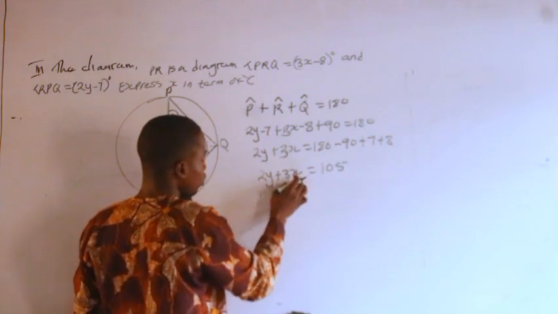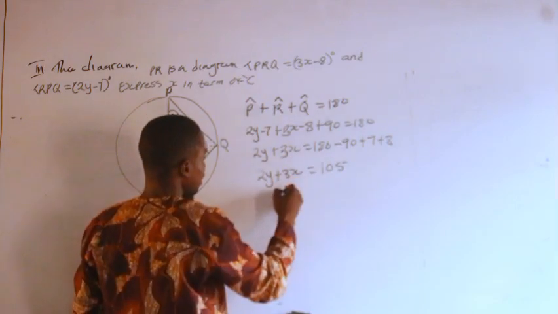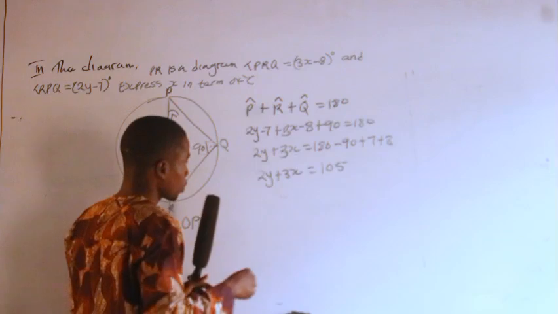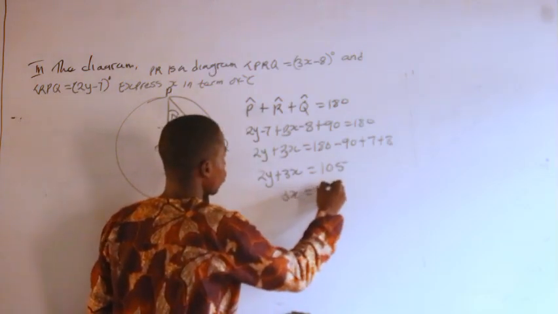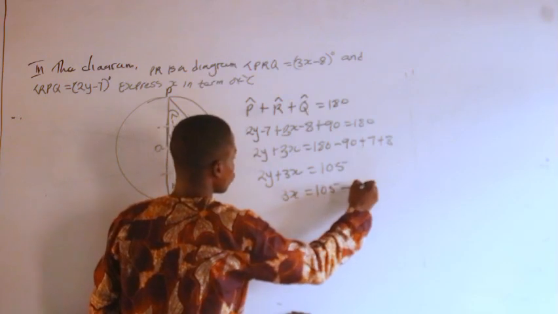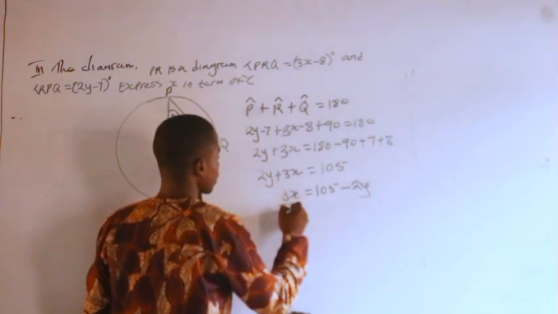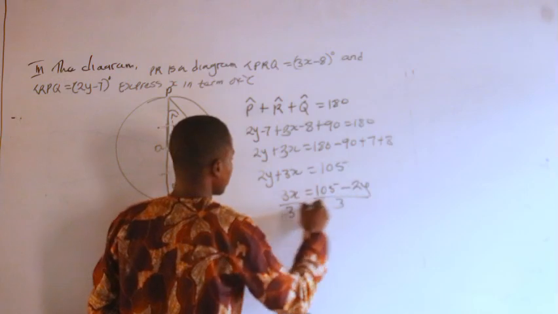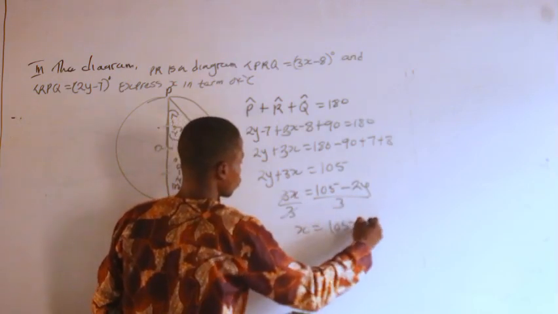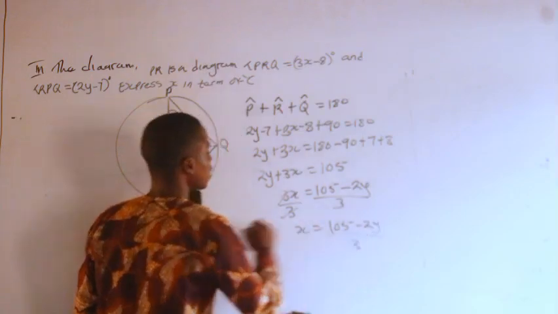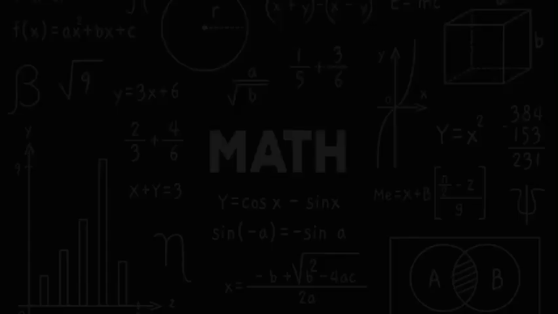Now, we are making x the subject of the formula. Take this one to the other side. 3x equal to 105 minus 2y. Divide both sides by 3, 3 over 3 cancel. x equal to 105 minus 2y all over 3. That's the answer. Okay, let's go.